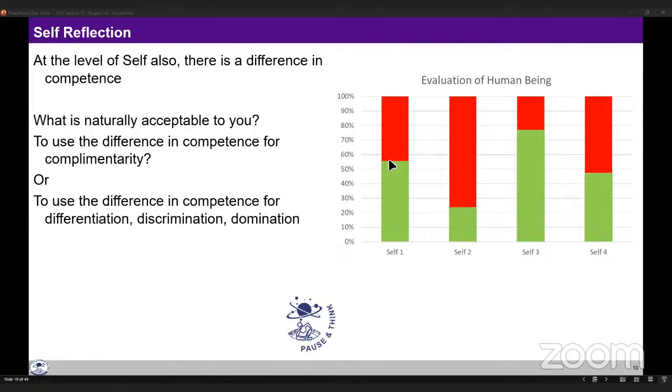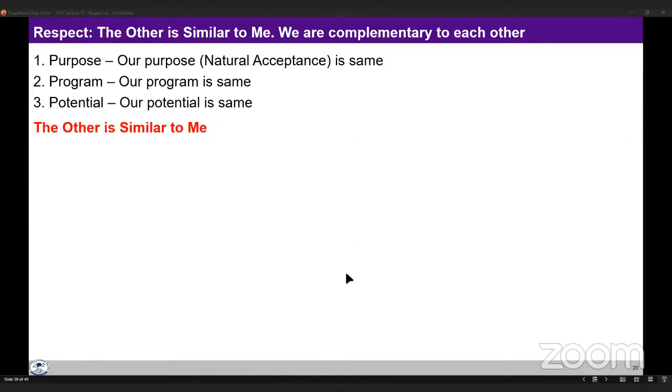So what do I do? I see that my competence is here and this person's competence is low. Do I differentiate? Do I dominate? Or do I help this person? And when I see this person's competence is more than mine, I am ready to learn from this person, isn't it? I just take help from the other person. When I see there is a difference in competence, what do I do about it?